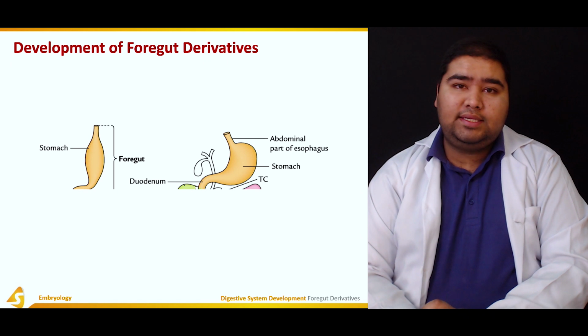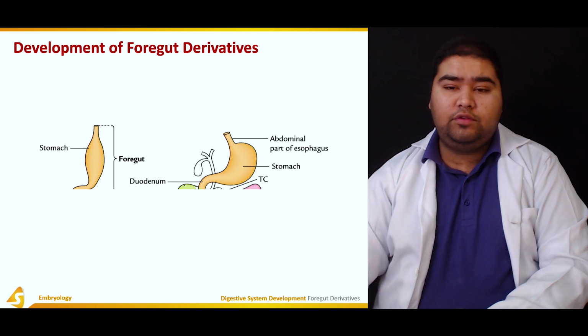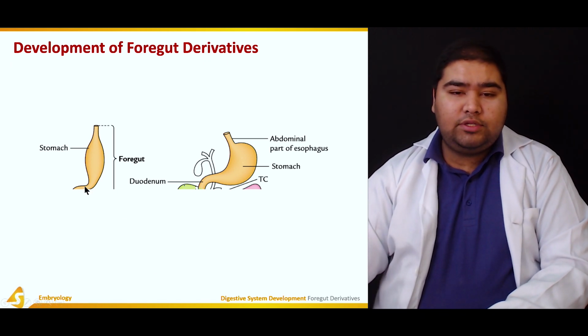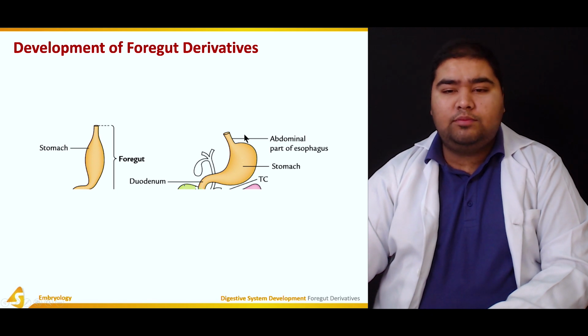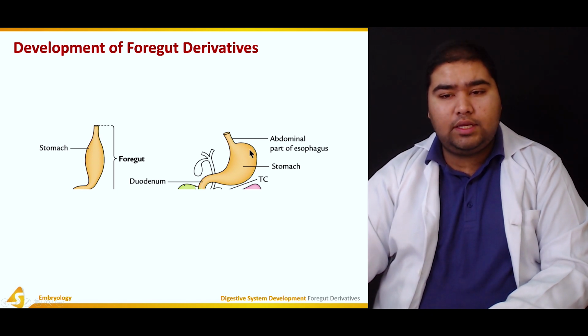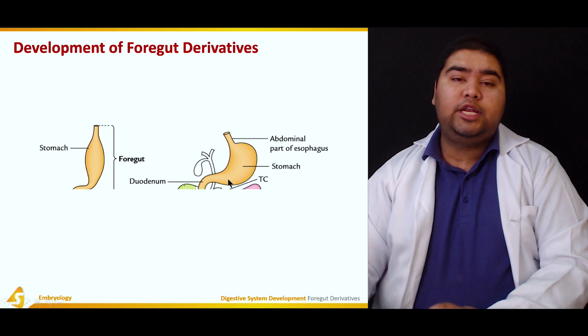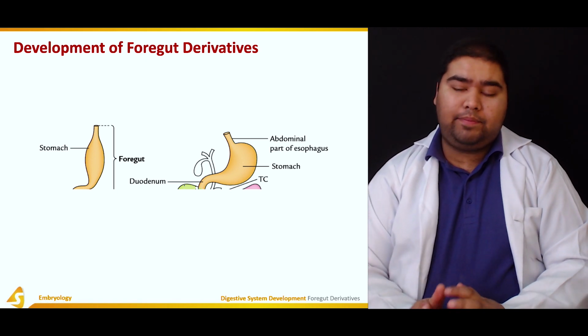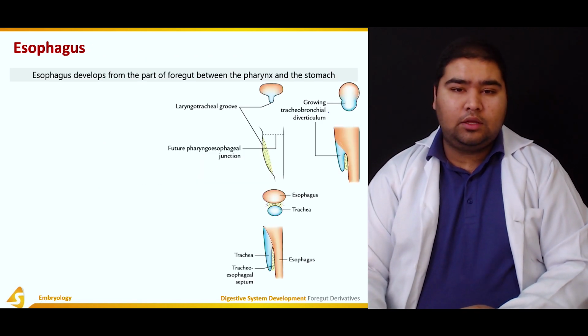These are the foregut derivatives. We talked about it before, the foregut. This in yellow is the foregut. This foregut forms the abdominal part of the esophagus and also the stomach. Now we'll see how this development actually takes place.